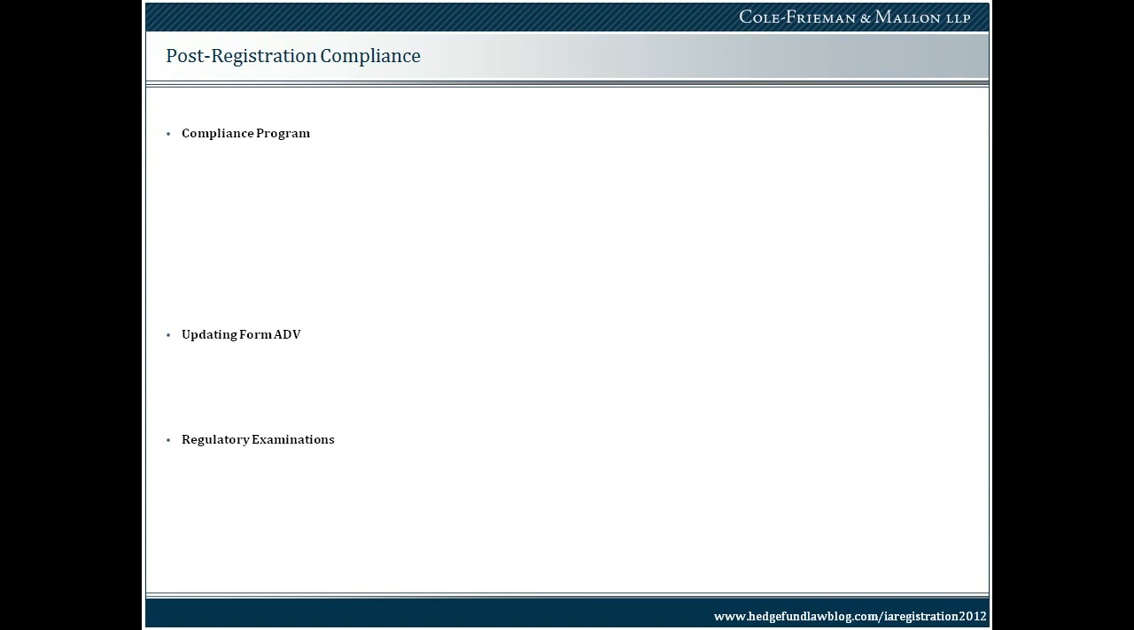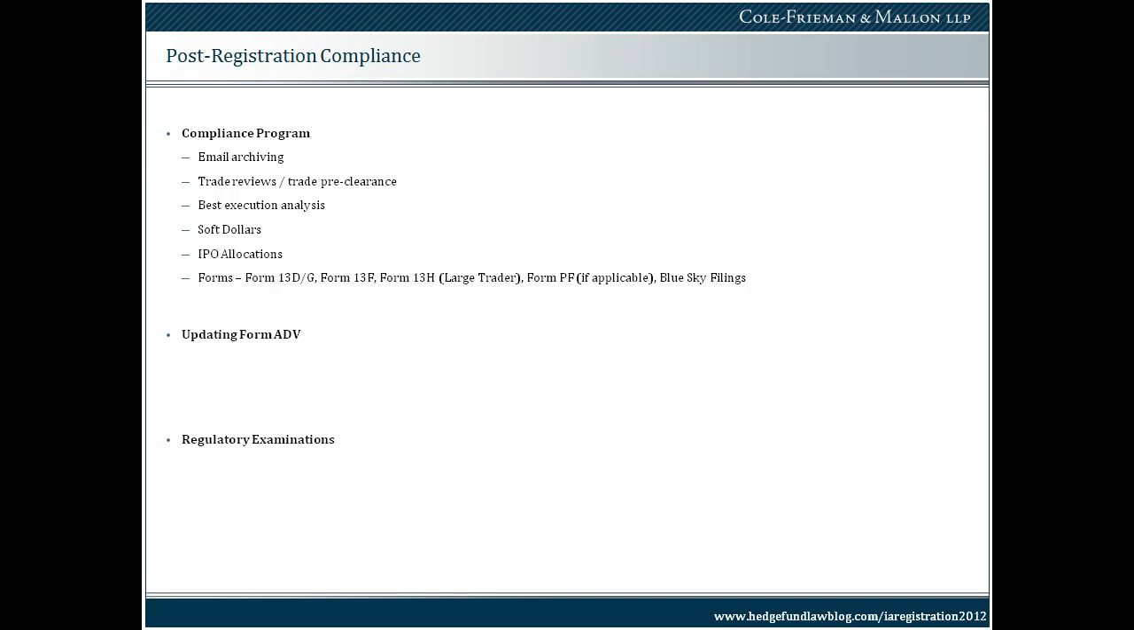include email archiving, trade reviews, trade preclearance, best execution analysis, soft dollar review, IPO allocations, the various forms that need to be filed, 13Ds and Gs, 13F, new Form 13H, that's the large trader reporting form, Form PF if it's applicable to the manager, and then blue sky filings.